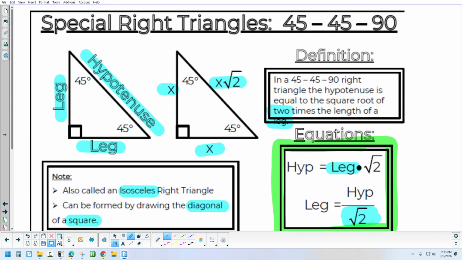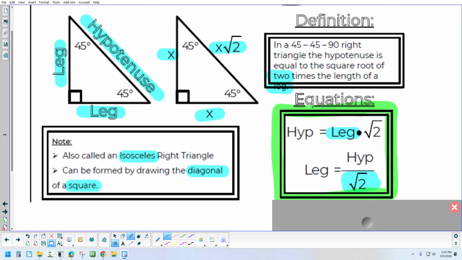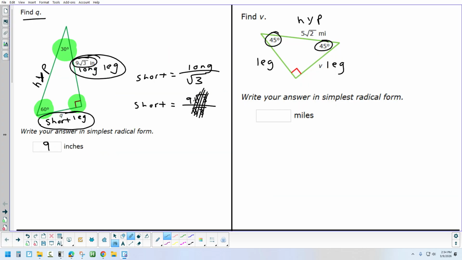So I'm on the 45, 45, 90 page. Is there a formula that has leg and hypotenuse in it? Yeah, this bottom one right here. Leg equals hypotenuse over square root of 2. Let's go back to our problem. Leg equals hypotenuse over the square root of 2. What's the hypotenuse? How long is it in this problem?